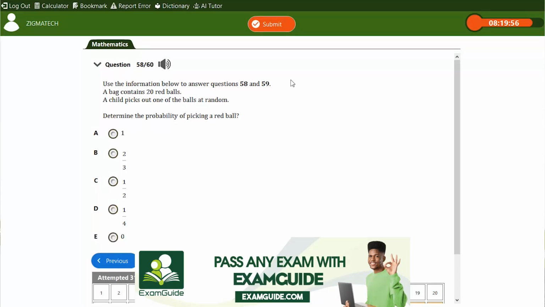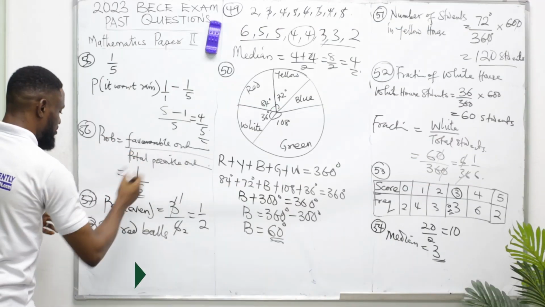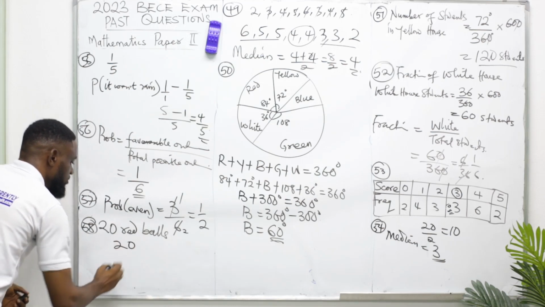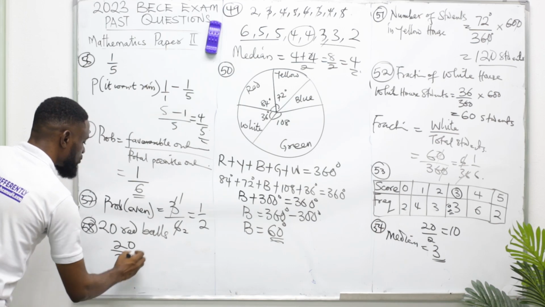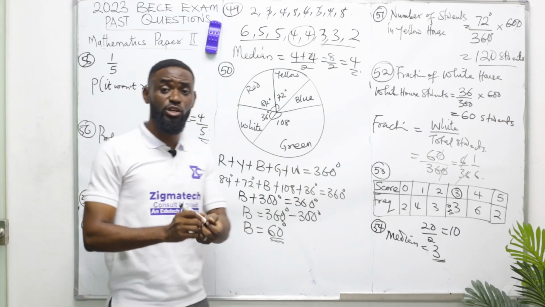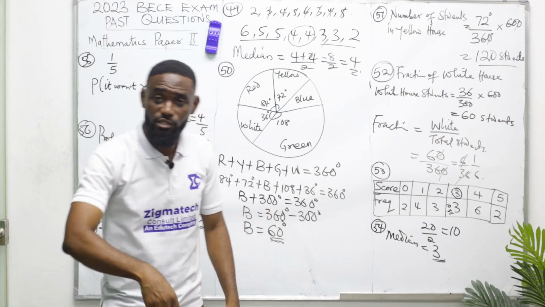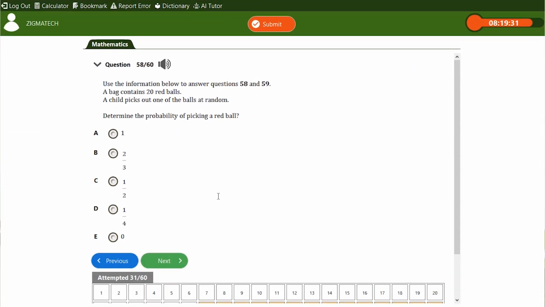Do you understand the point now? Since we have 20 red balls, to prove why we got 1, the favorable outcomes is 20. The possible outcome is 20. So 20 divided by 20 is 1. That is why the probability of doing anything that you know must happen is 1. So 1 is the answer, option A.